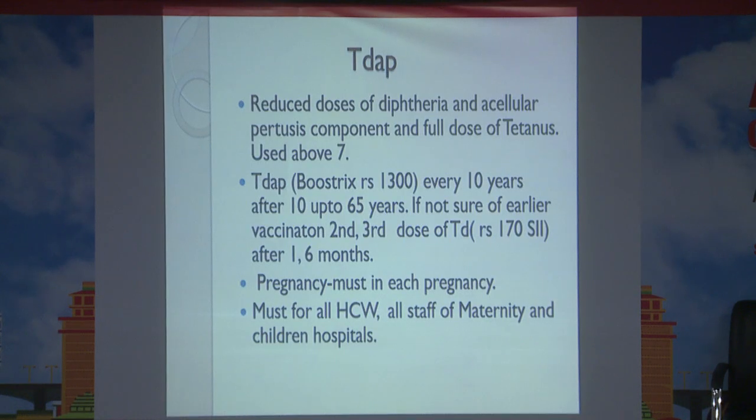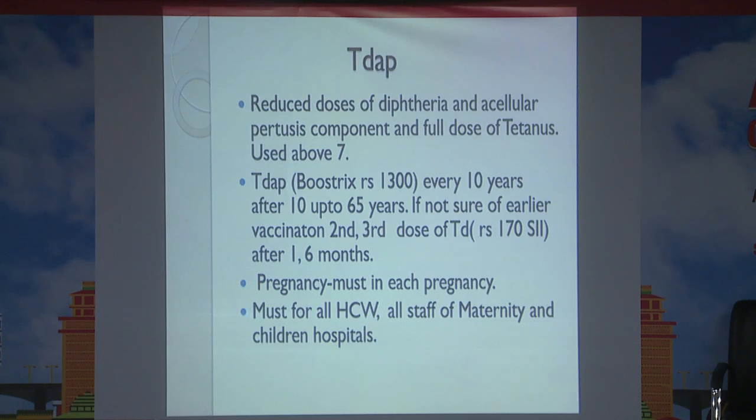Tdap. Many of us may not have heard the name of this vaccine. Tdap contains full dose of tetanus and reduced doses of diphtheria, and acellular type of pertussis vaccines can be used in persons above the age of 7 years. When we were students, we were told that DPT vaccine should not be used in above 5 years. But now this is a different vaccine.